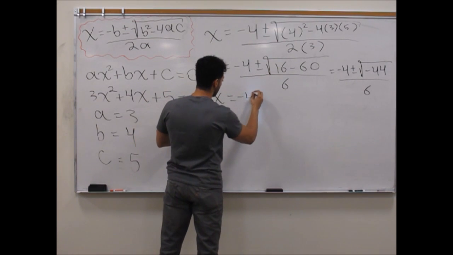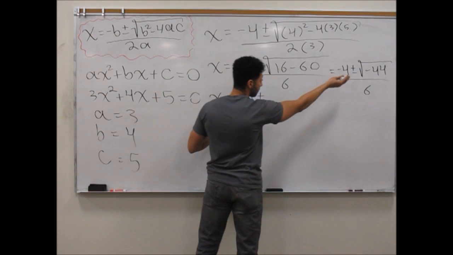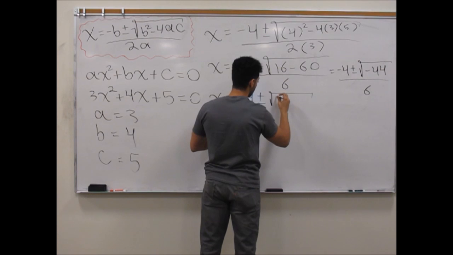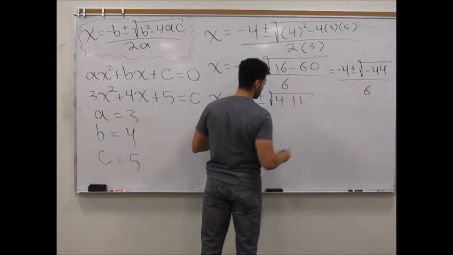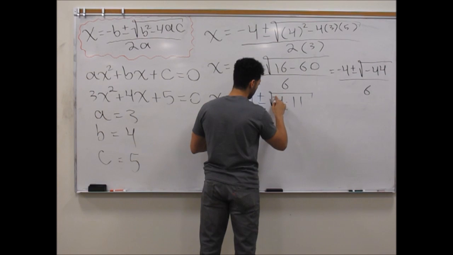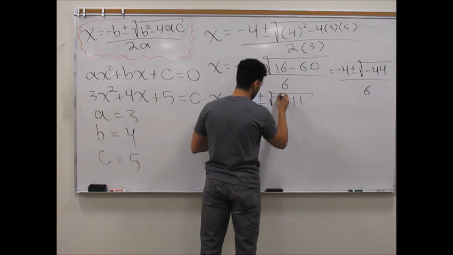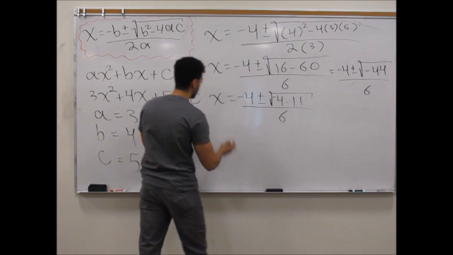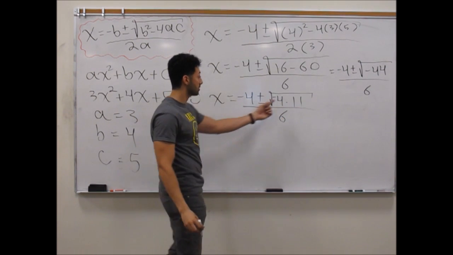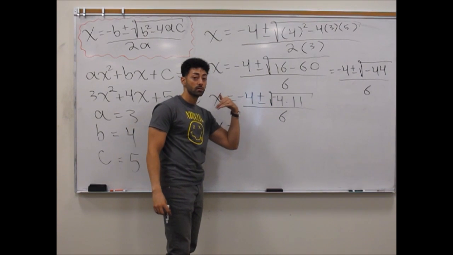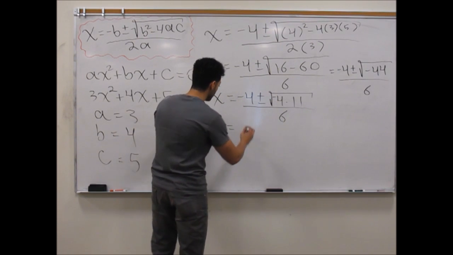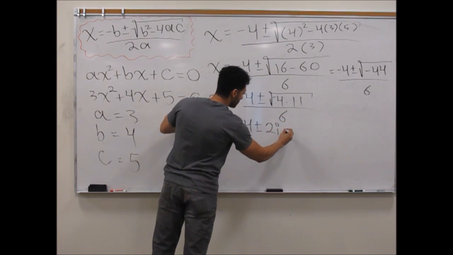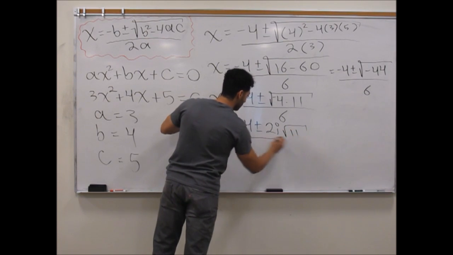So we got negative 4 plus or minus, well, first of all, we have to rewrite that as negative 4 times 11, okay? And that's over 6. So what's going to come out is the 4. It's going to come out as the 2i, because then you get negative 4 plus or minus 2i rad 11, over 6.